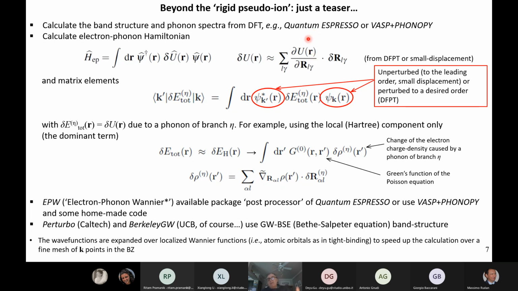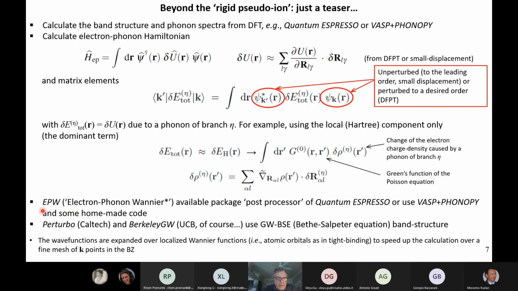We can use various programs. There are so many DFT packages available nowadays. One package that actually offers, now there's more than one, a post-processing package from which you can calculate electron-phonon matrix elements, is Quantum Espresso.